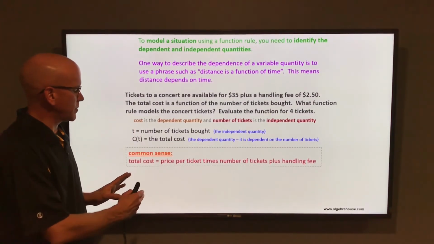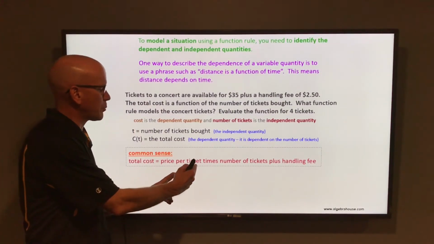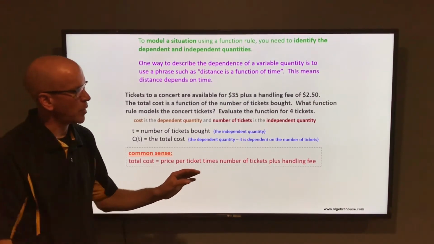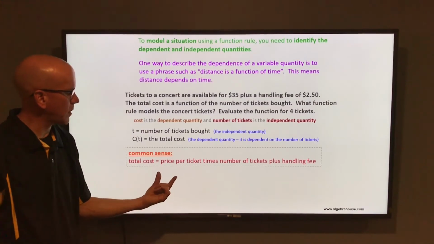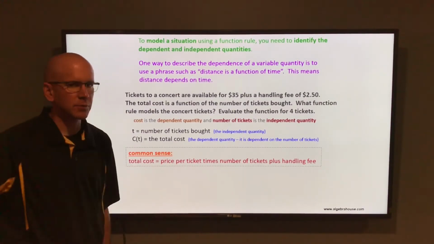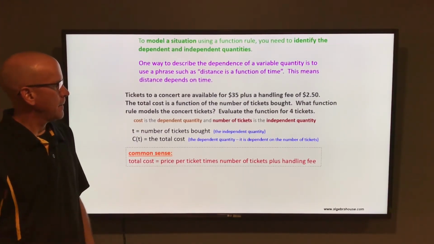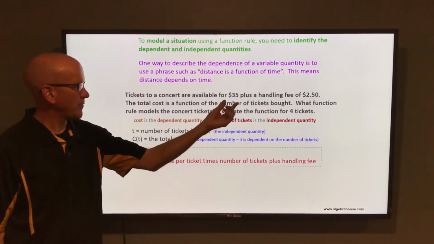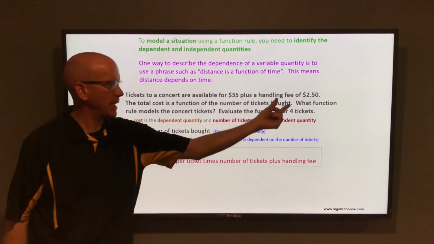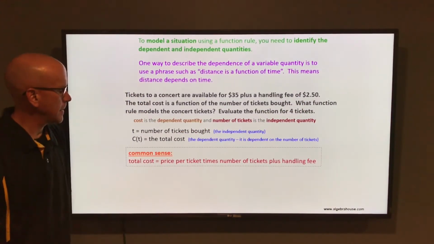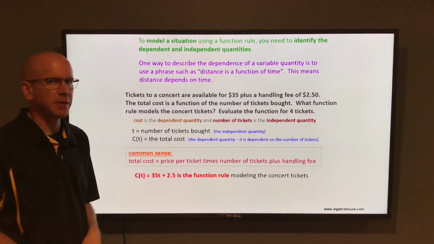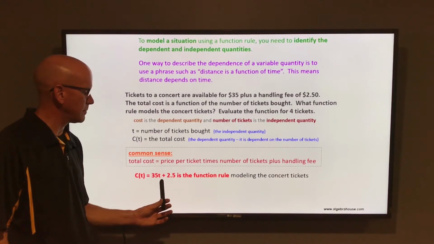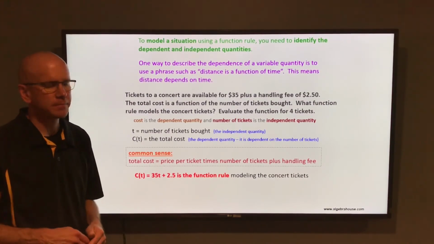So for this situation, what we're looking at is the total cost is equal to the price per ticket times the number of tickets plus that handling fee. We need to write a function rule representing this. Well, the tickets are $35 each, so we could say 35 times t plus that handling fee of $2.50. That's going to be equal to this C of t. The cost is equal to 35 times t plus 2.5.